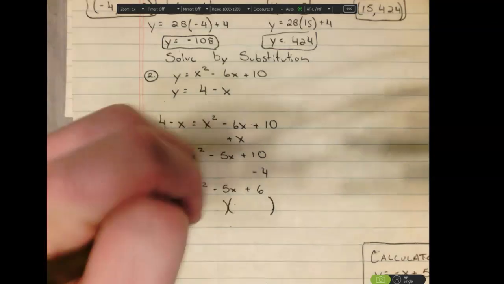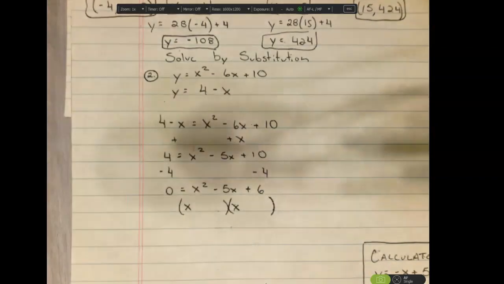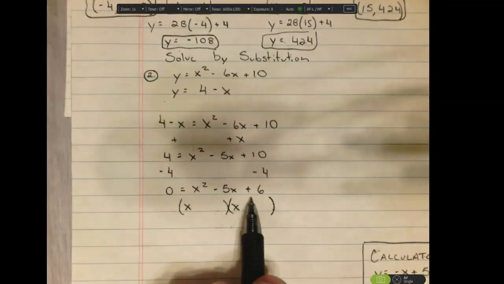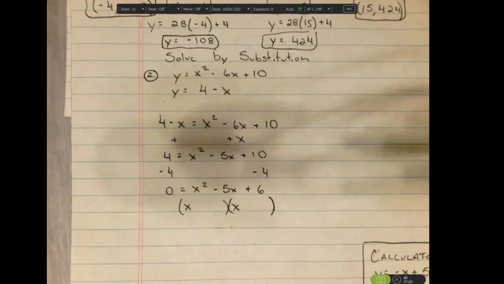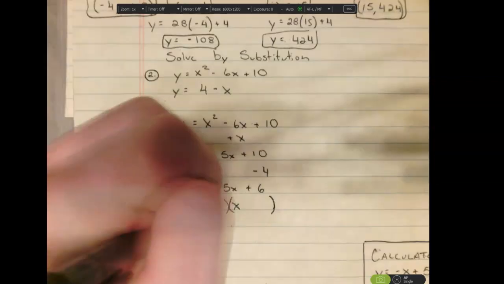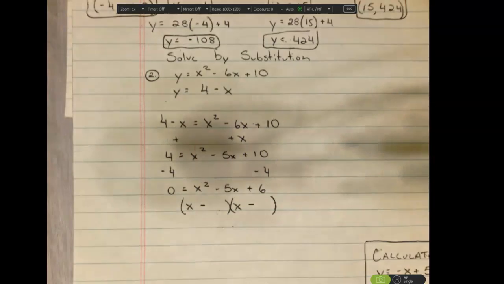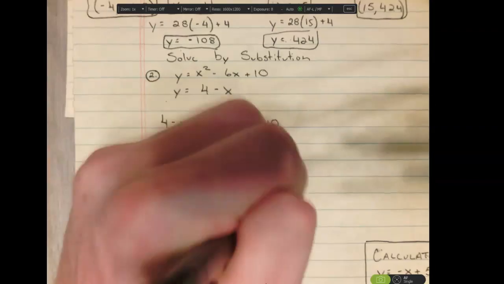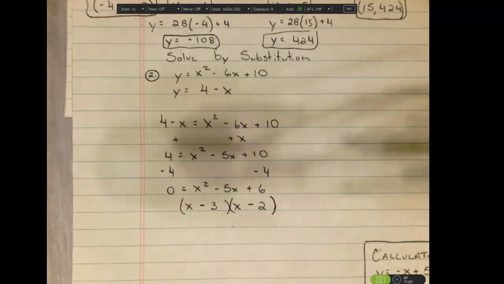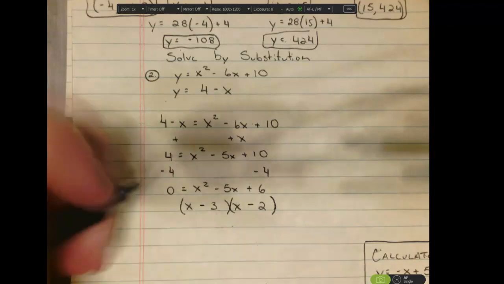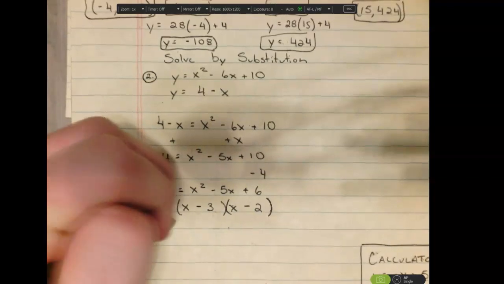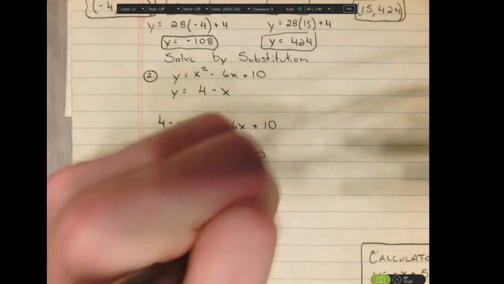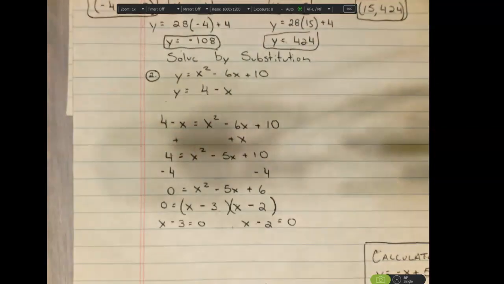So when I FOIL, I know that x squared breaks down into x and x. I'm going to be equaling a positive. However, when I add the two together, it's going to equal a negative. So I know I'm going to have a negative and a negative. What two numbers, when multiplied, give me 6, and added together, give me negative 5? That's going to be x minus 3 and x minus 2. From there, just like we did above, set each of these equal to 0. So x minus 3 equals 0, and x minus 2 equals 0.